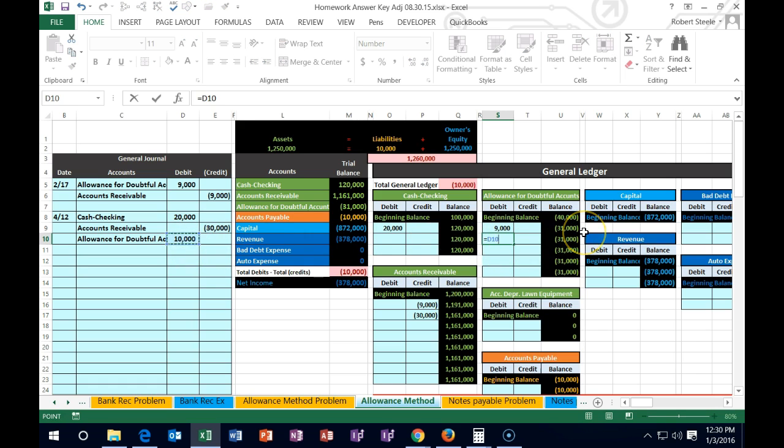So the 30,000 is a credit. The 10,000 over here is a debit. Those are opposites. Therefore, the credit's going to go down to 21. That'll put us back in balance here. We see the 21 there.